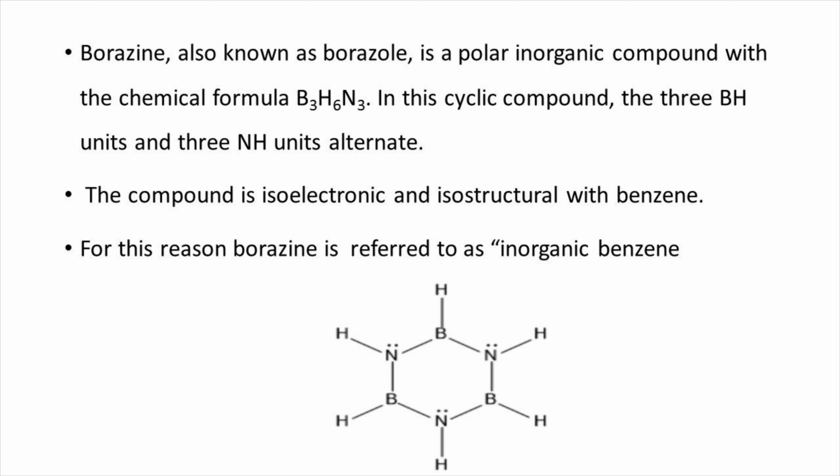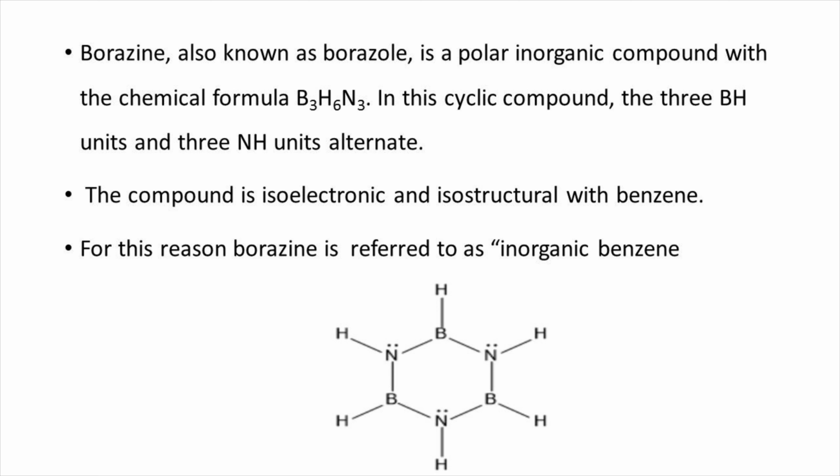Borazine, also known as borazole, is a polar inorganic compound with the chemical formula B3H6N3. In this cyclic compound, 3 BH units and 3 NH units alternate. The compound is isoelectronic and isostructural with benzene. For this reason, borazine is referred to as inorganic benzene.